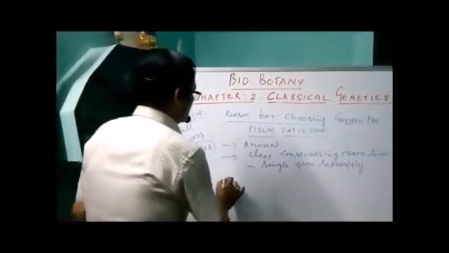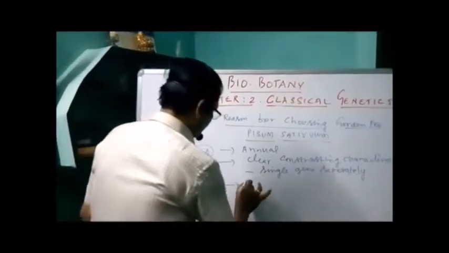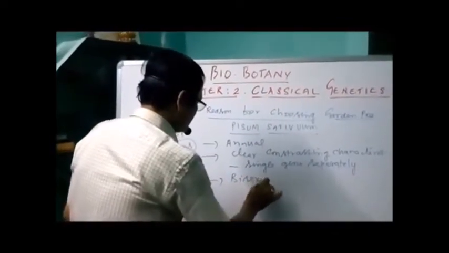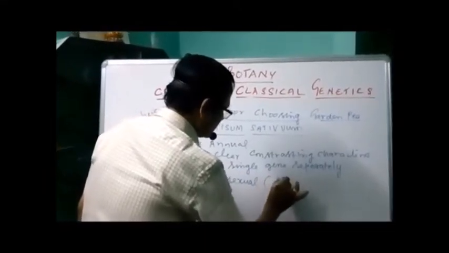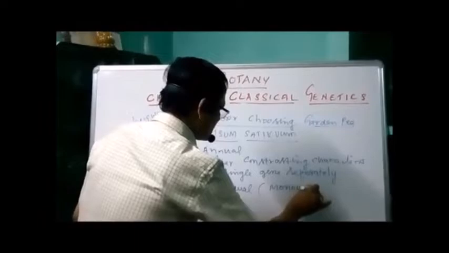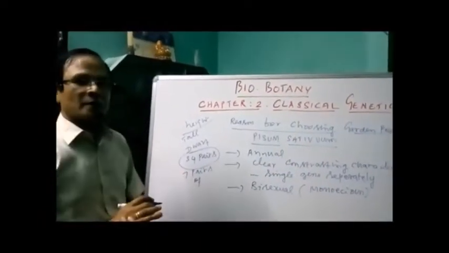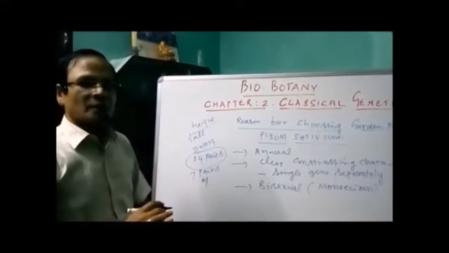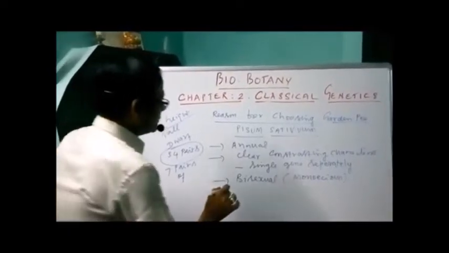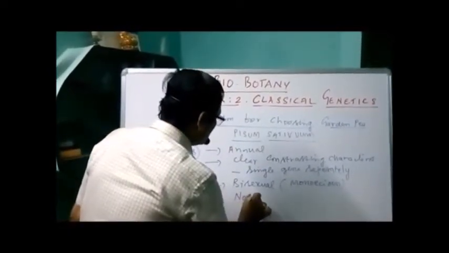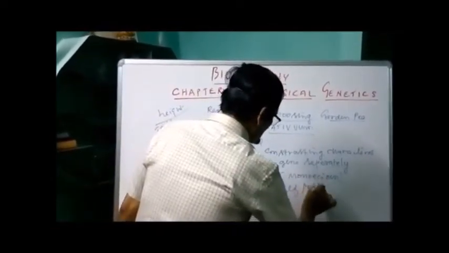Then, the plant is bisexual. That means it is a monoecious plant. Both male and female sex organs are present in the same plant. As it is bisexual, normally in that plant natural self-pollination occurs.